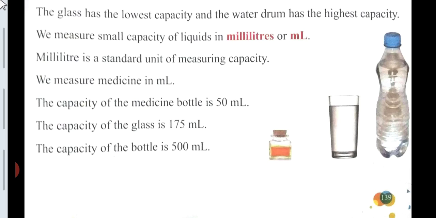Many times when you come to St. Anthony's school for studying, or you are at home, you use the fridge bottles and your own bottles to drink water. So you have seen that a glass is smaller than a water bottle and it can hold only one glass of water, and a bottle can hold a liter of water. So the capacity of a water bottle is very high, because medicine is 50 ml, glass is 175 ml, which is higher than the medicine bottle, and the water bottle has the highest capacity to hold water.